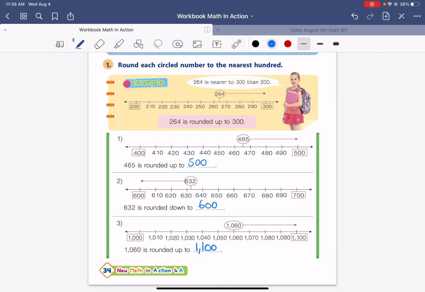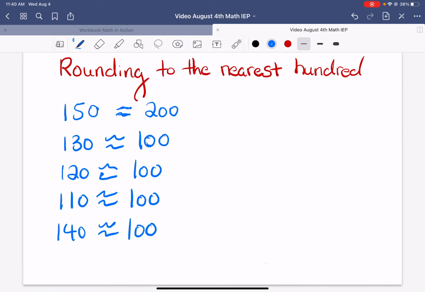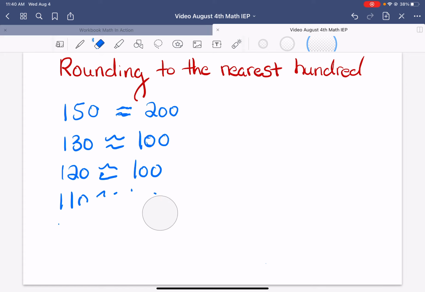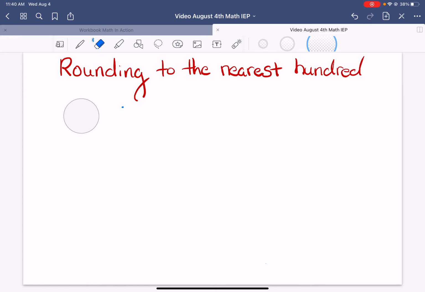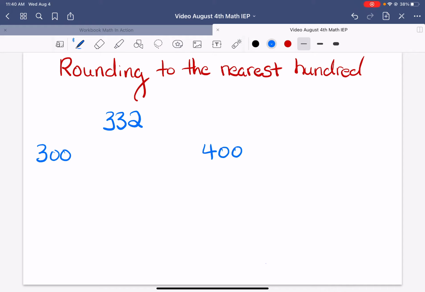All right, so we can practice a few more. I can show you here. We're rounding to the nearest 100. Basically, we're going to take a look. We always have to look at the second number. So if I give you an example, 332. Right, we have 300 and we have 400. Which way does it go?